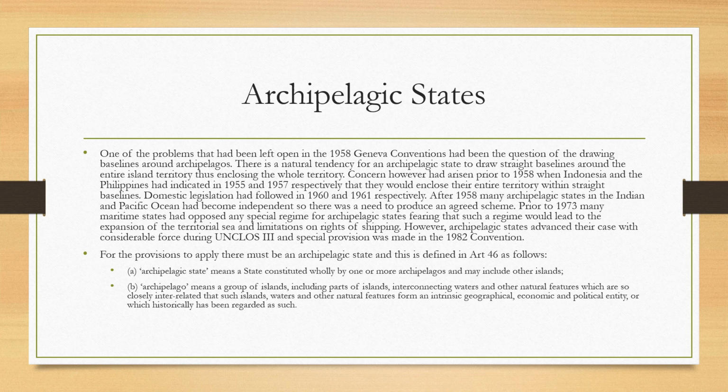For the provisions to apply, there must be an archipelagic state, and this is defined in Art 46 as follows. Archipelagic state means a state constituted wholly by one or more archipelagos and may include other islands. Archipelago means a group of islands, including parts of islands, interconnecting waters, and other natural features which are so closely interrelated that such islands, waters and other natural features form an intrinsic geographical, economic, and political entity, or which historically has been regarded as such.